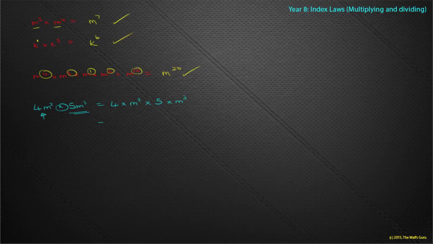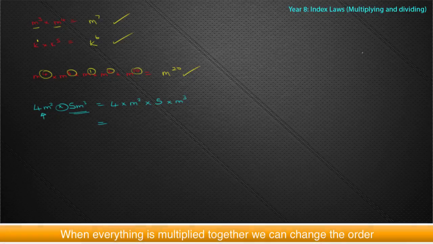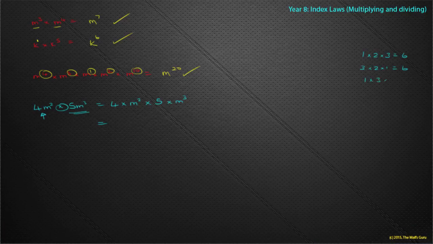Well, what is that going to do to help us? Well, let's go back and just remember, when we have everything times together, it's awesome, because we know that 1 times 2 times 3 is 6, and 3 times 2 times 1 is 6, and 1 times 3 times 2 is 6. Well, I'm a bit bored now, so we can move on. But basically speaking, when things are times together, we can move the order around to make it easier for us. So I'm going to put all my numbers first. 4 times 5 times m squared times m cubed.